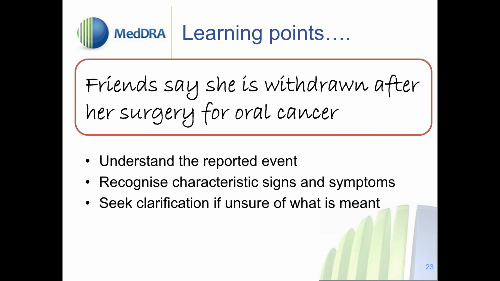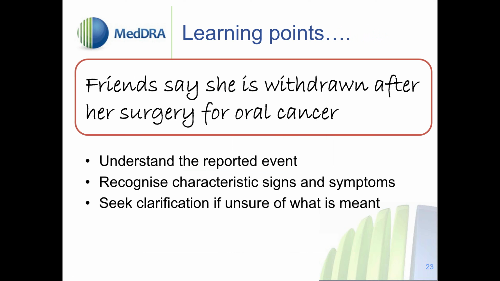So our learning points there are that we always try to understand the reported event first, and recognize what are characteristic signs and symptoms. So this would be if you had a diagnosis and you had signs and symptoms, we'd be looking at whether withdrawal is something very typical. And if it was, then you might not capture the symptom as well as the cancer itself. But in this situation, it isn't something related to the cancer. It's a complication of all that she's been through. So that's why I'm coding it separately as well as the cancer itself.